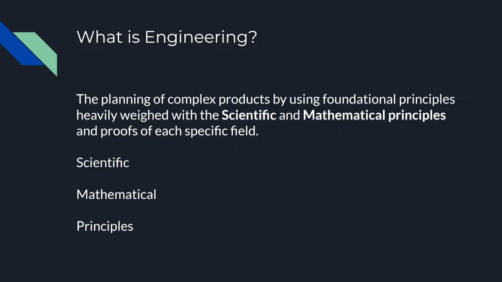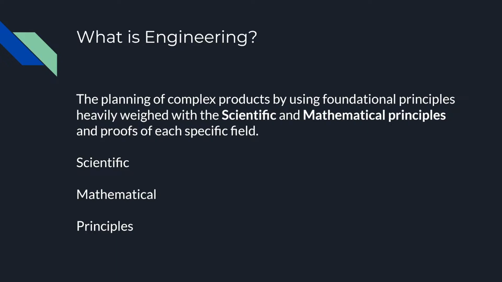So what is engineering? Engineering is now moving up to the next level. It's no longer talking about coding. It's no longer talking about really doing necessarily. So engineering is more about planning. It's more about understanding the systems, the complex products. And most importantly, it's using scientific and mathematical principles.